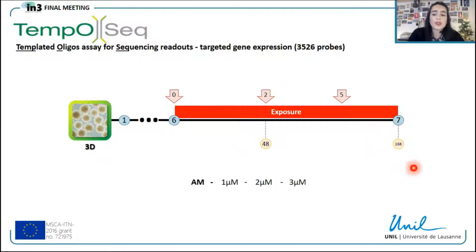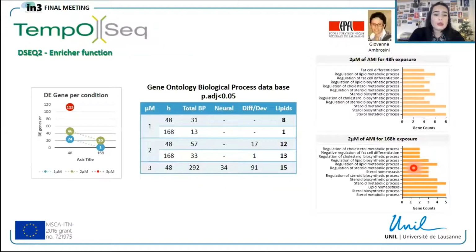1 week. And what we could see after performing DESeq2 analysis is that there's differentially expressed genes in all the conditions. And interestingly, there's more differentially expressed genes after the acute exposure than after the repeated exposure of 1 week. These genes are linked to different biological processes such as neuronal differentiation and development, and also lipid metabolism that is quite consistent in all the conditions that we tested for.